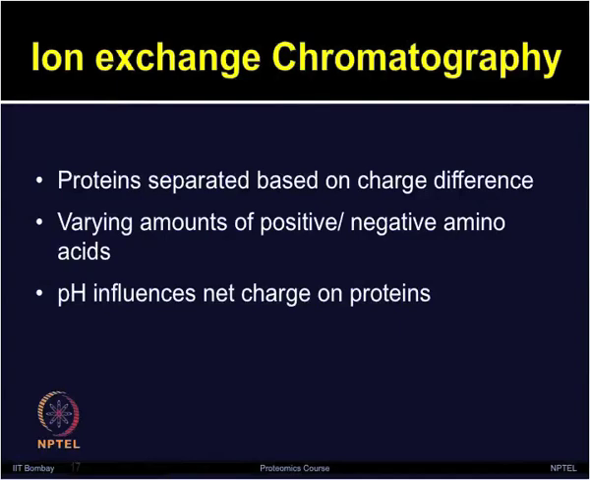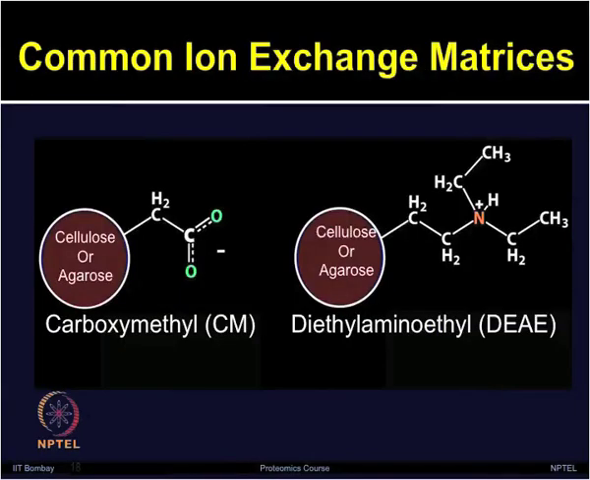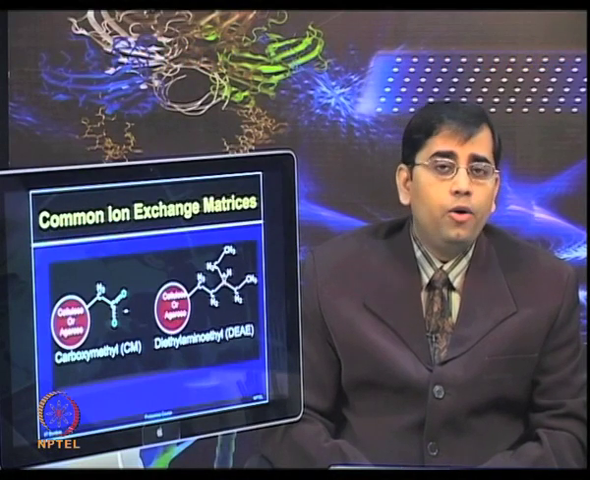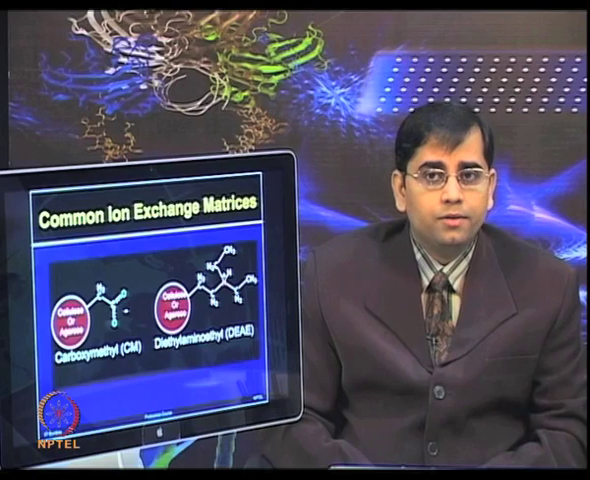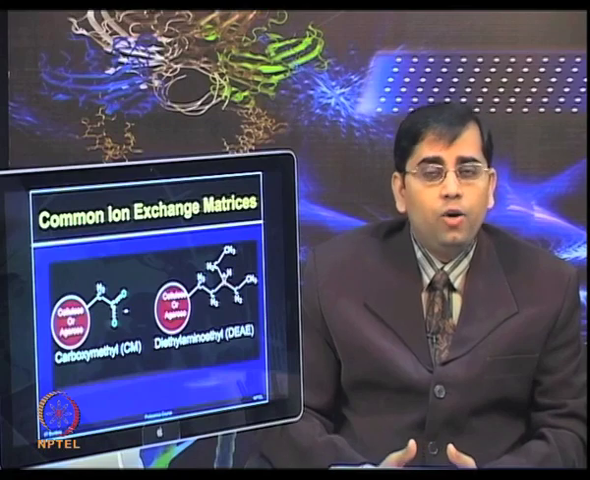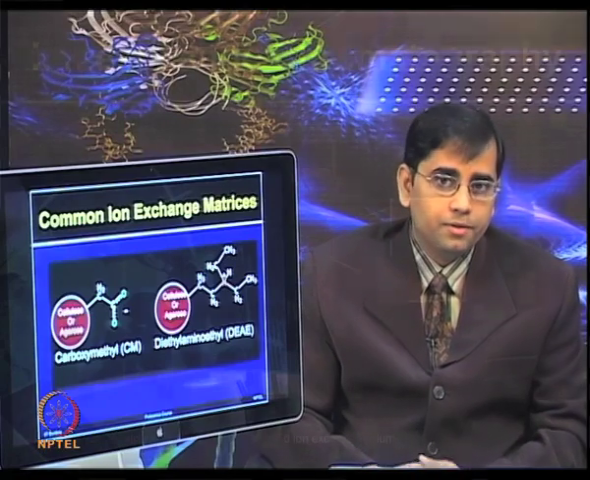So, varying the amount of positive and negative amino acids, and even pH, can influence the net charge on proteins. In this slide, some of the common ion exchange matrices are shown, like carboxymethyl (CM) and diethylaminoethyl (DEAE). When a desired protein is positively charged, cation exchange chromatography should be used. When a desired protein is negatively charged, the anion exchange chromatography method should be used.